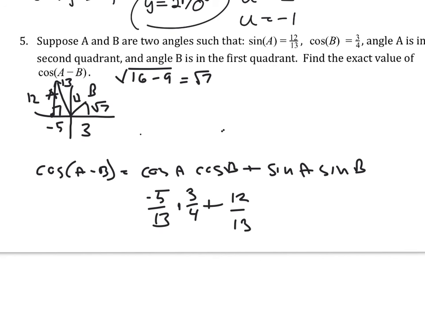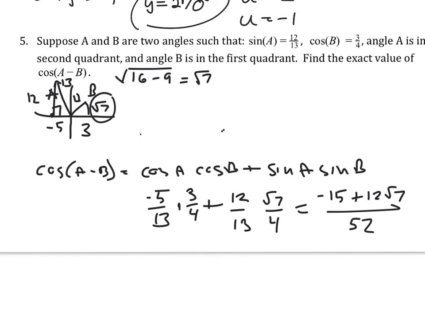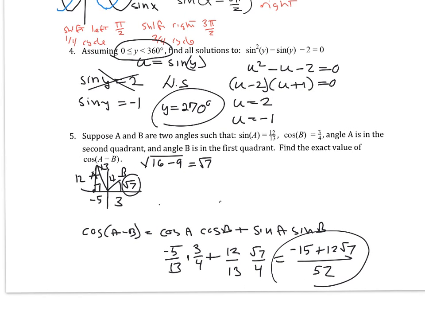Times sine of B, not A. Sine of B is not given to us, but we can figure it out from our little triangle for B. It's going to be root 7 over 4. And that actually is an exact correct answer for that. We have a common denominator we can work with. 4 times 13 is 52. So we have negative 15 plus 12 root 7 over 52. And that's pretty good. And that's it. Yay. Yay.